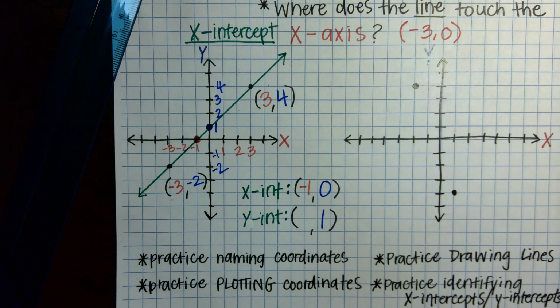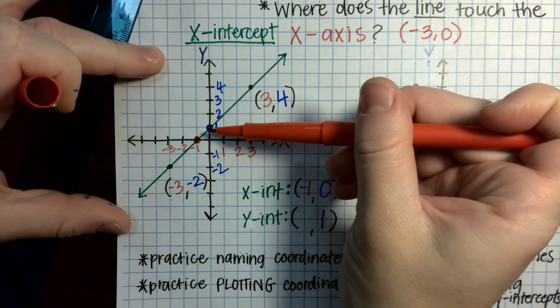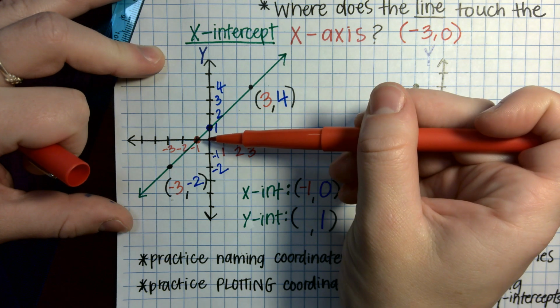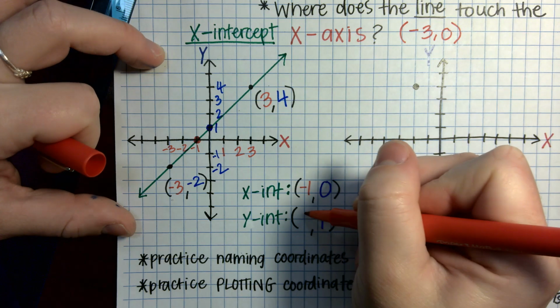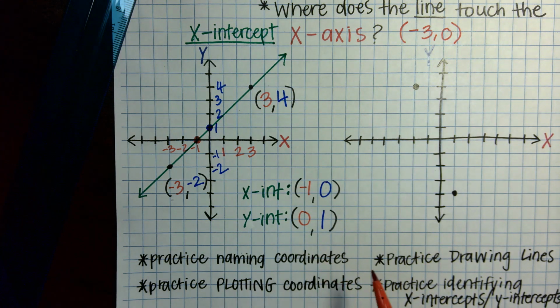Now, here's the tricky part. Where does this point we found line up on the x-axis? 0. When we're finding intercepts, once we've got our number for either the x value or the y value, the other one is always 0. It's always 0. Okay.